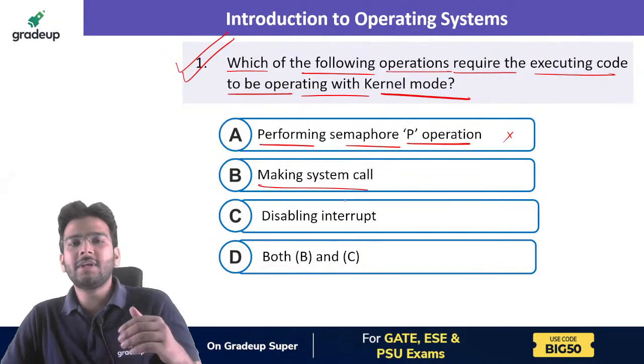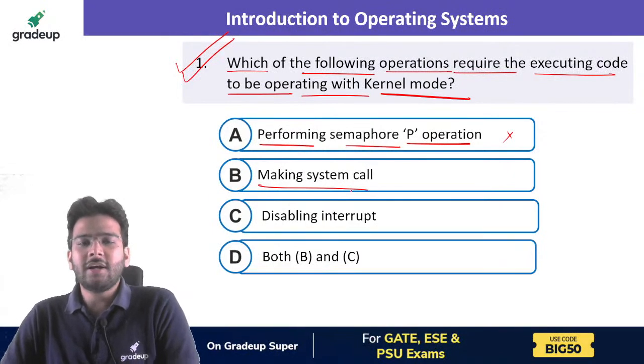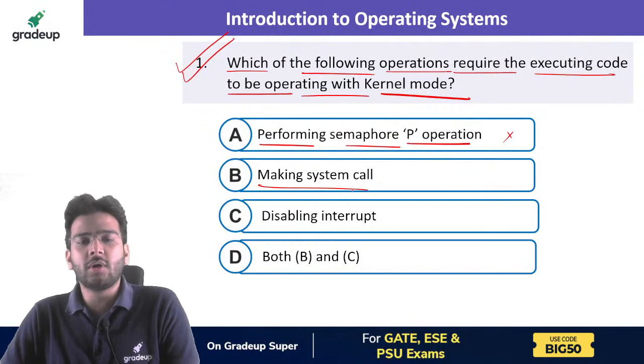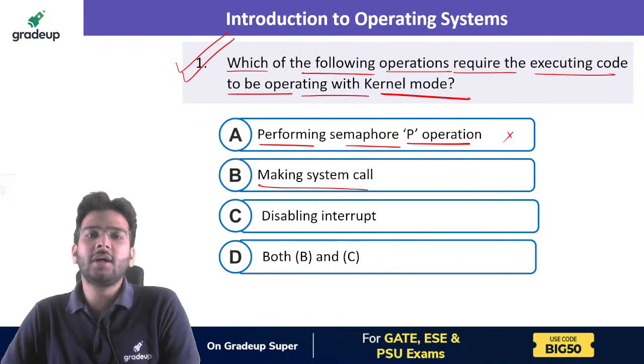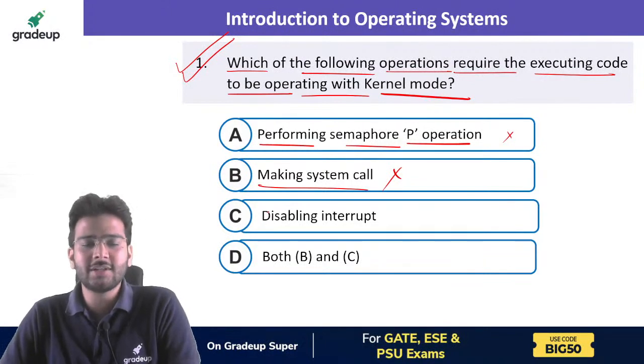Making a system call means invoking a system call. Invoking a system call need not be in the kernel mode. You always invoke the system call in the user mode, and you execute the system call in the kernel mode. So this is also incorrect. Option B is also incorrect. Most of the students have answered option B and option D.